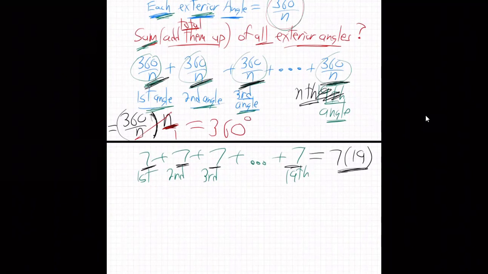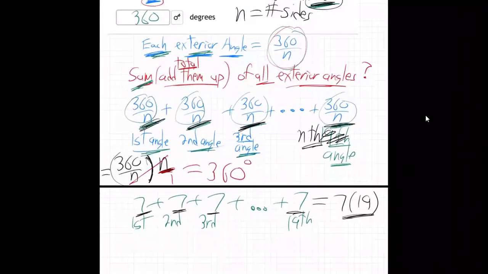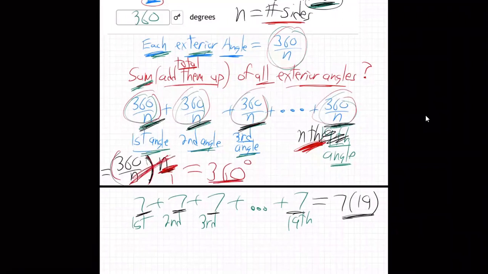Do you see that? I know I had 19 sides and you might have a different number, but in general, we have n sides. That's what n means, right? Number of sides, number of angles, same thing. So there's n of these. So how many 360 over n's do we have? We have n of them. So we're adding up 360 over n, n times. So multiply by n. The n's cross cancel and drop out. The answer is always 360. That's why the answer is 360.